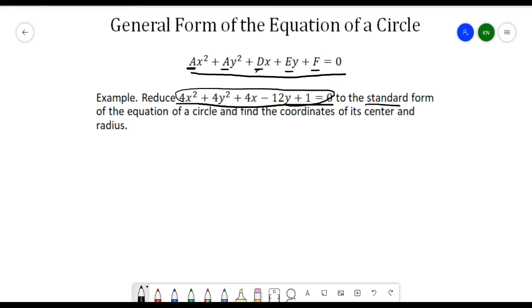So again, the standard form is (x minus h) squared plus (y minus k) squared equals r squared. If you can remember, this is the standard form of the equation of the circle. So now from this equation, we need to reduce that one in order for us to form this equation. So let's start by rewriting that here.